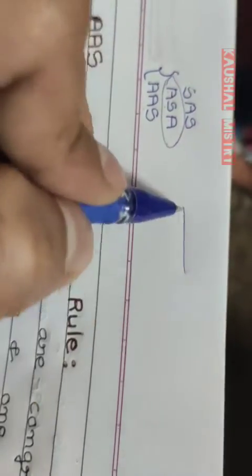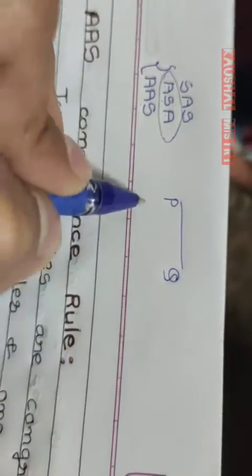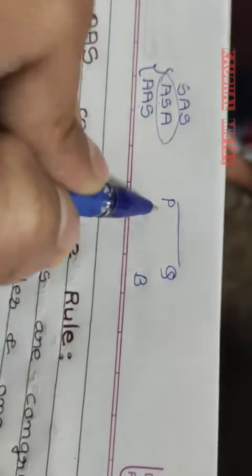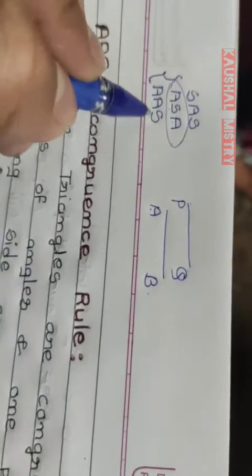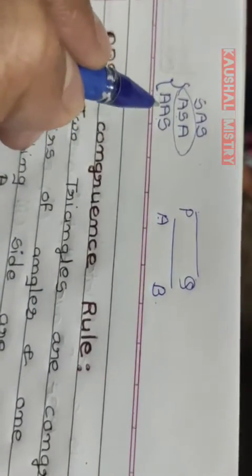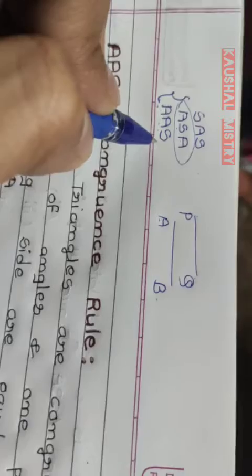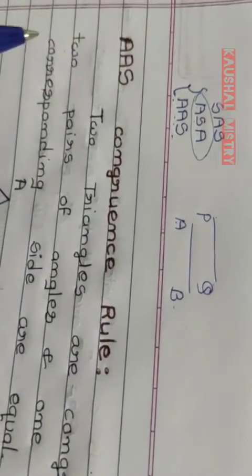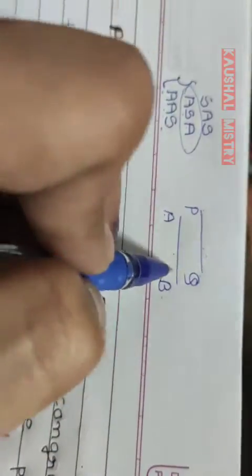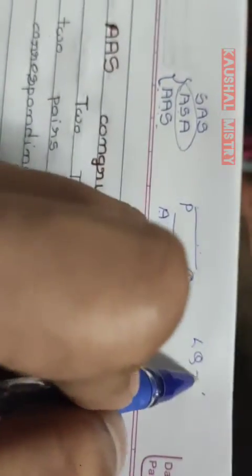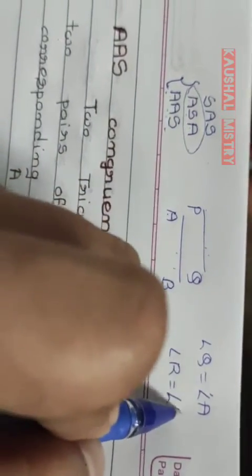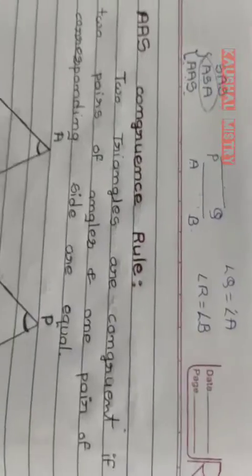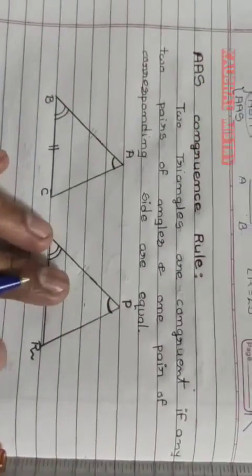That means if side PQ is congruent to AB, then the angles have to be angle P and Q, and here A and B. But in this rule, if two angles and a corresponding side are equal, then the two triangles are congruent. That means it doesn't matter if AB is equal to PQ and angle Q is equal to A and R is equal to B, then these two triangles are also congruent. So we will discuss in depth.